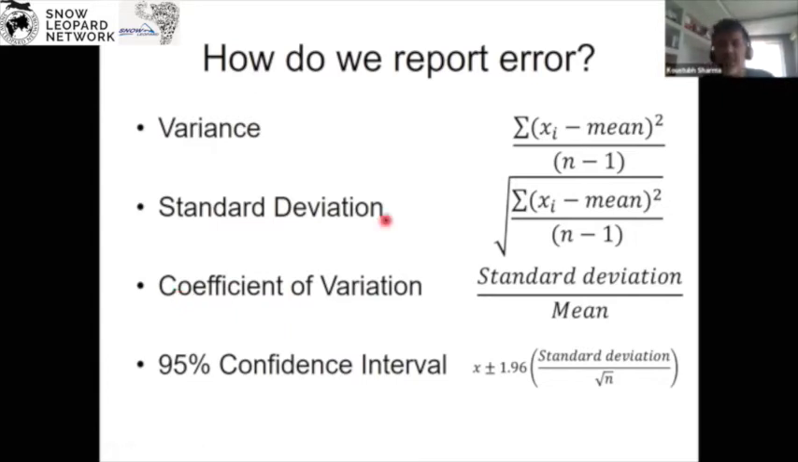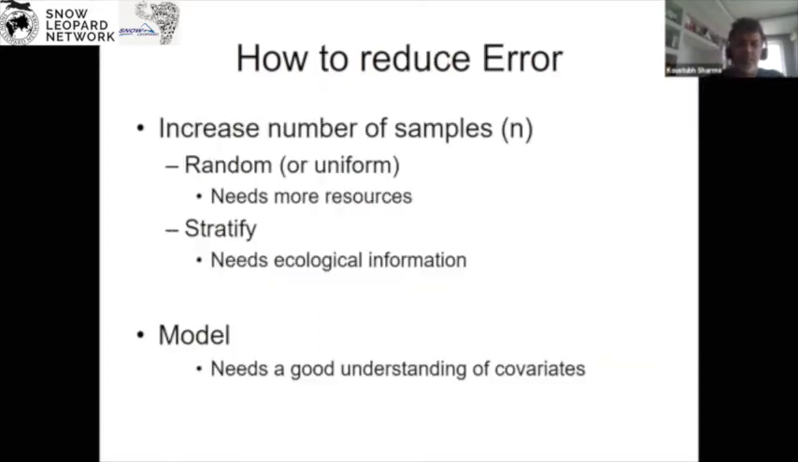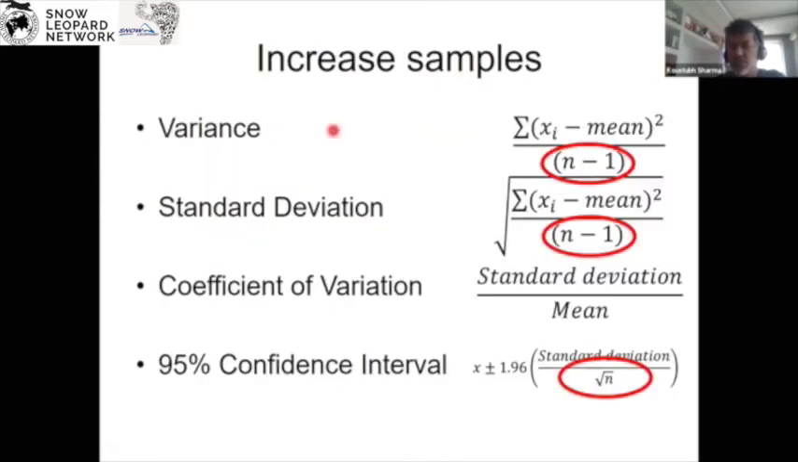Okay, let's move on to the next slide. All right, so as I started, how do we find a way to reduce our error? Now, one of the best ways to reduce errors is to increase the number of samples, and the reason why we suggest that is because of this.